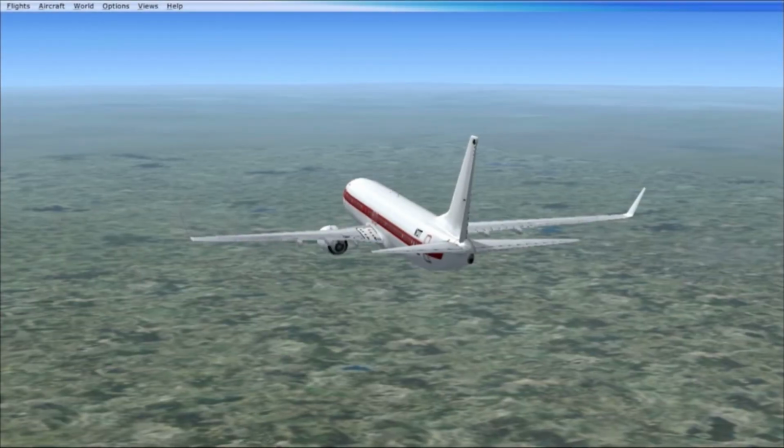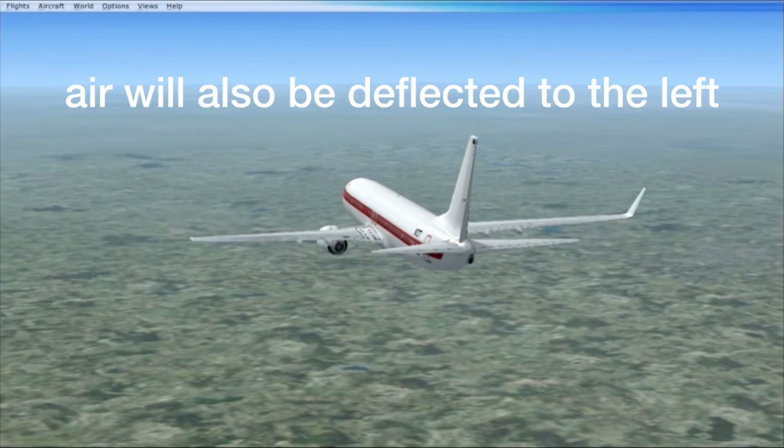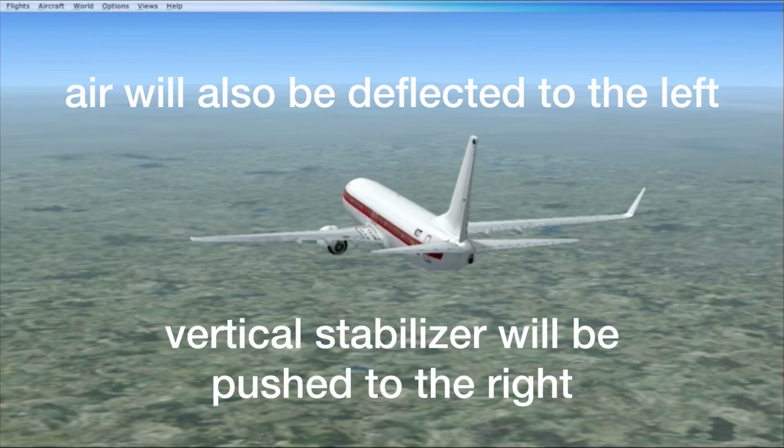The last element is the rudder. This is used to turn the aircraft without turning around its longitudinal axis, as is the case with wings. When the rudder is turned to the left, the air will also be deflected to the left, and thus the vertical stabilizer will be pushed to the right. This will ultimately turn the aircraft to the left.